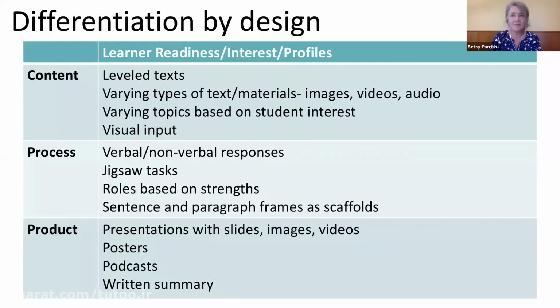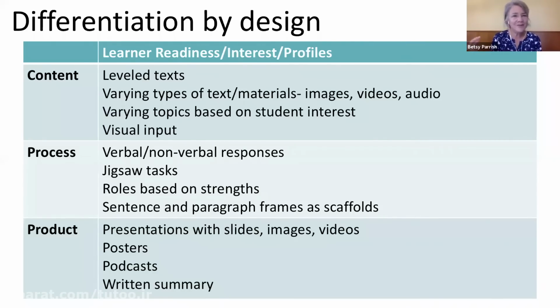So just to sum up, for this example, we had leveled text, varying types of text could be used. Now my example had 3 articles, but you could certainly find either talks, news reports, websites, other sources on the topic at hand, and then varying the topics based on student interest. For example, with those 3 articles, they could self-select which group they want to be in.